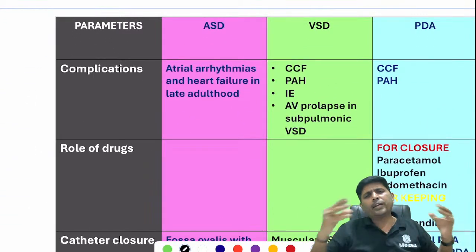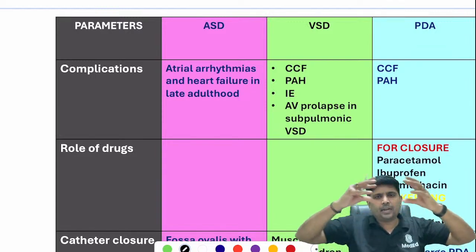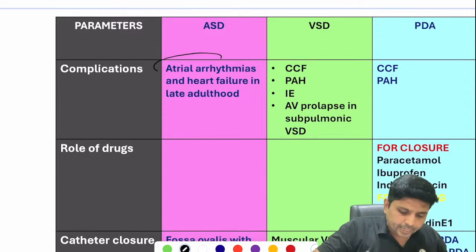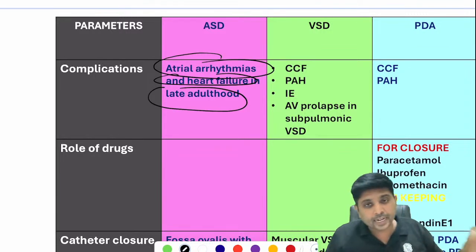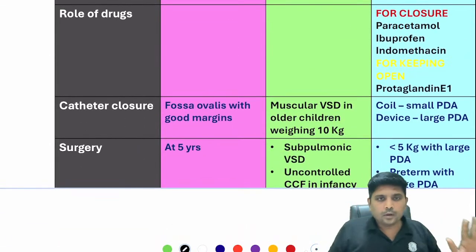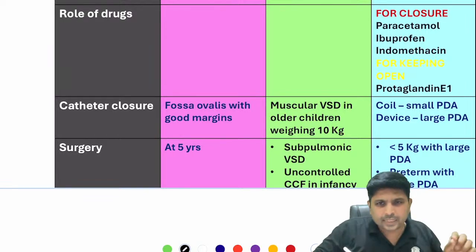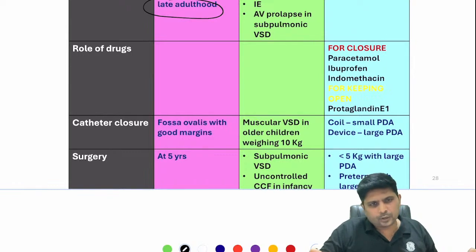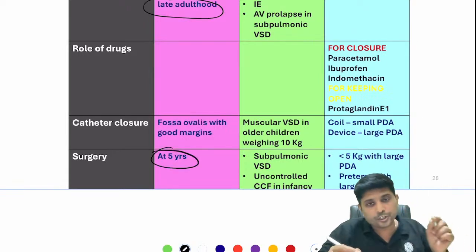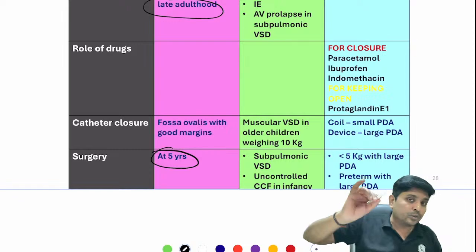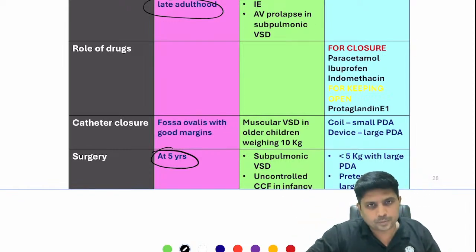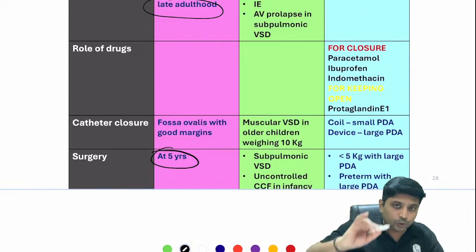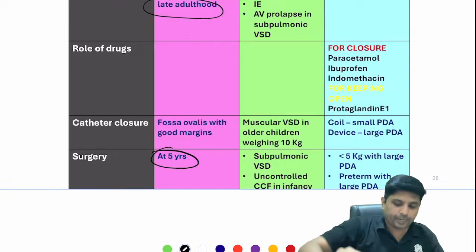Chronically, if you don't treat, the right atrium gradually enlarges, leading to right bundle branch block, leading to atrial arrhythmias and heart failure only in late adulthood. Catheter closure, is it possible? Yes, catheter closure is possible, but surgical closure in case of sinus venosus, because of associated partial anomalous pulmonary venous connection. And surgical closure is also advised in case of ostium primum.